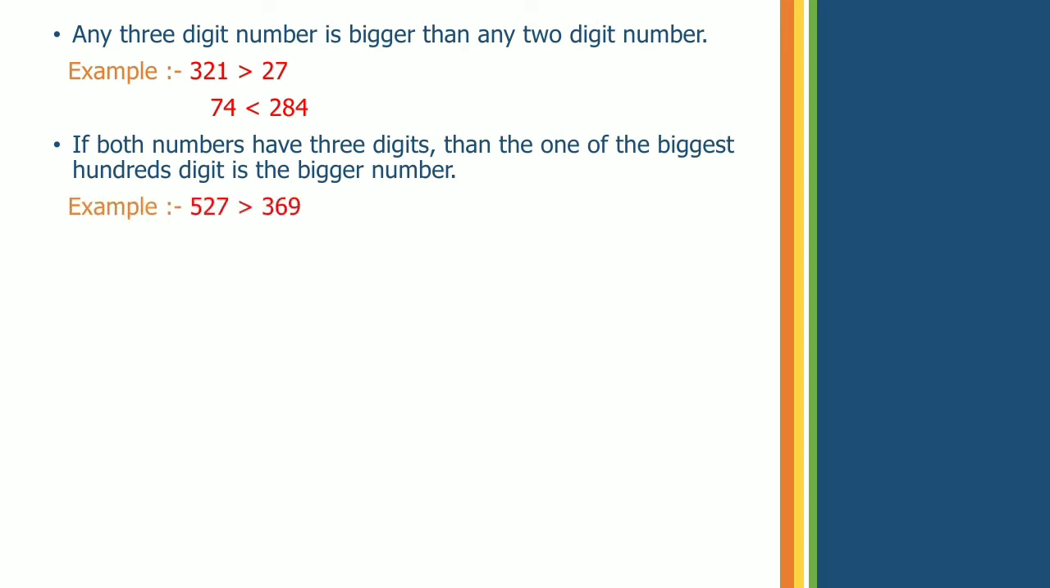If both numbers have 3 digits, then the one with the bigger hundreds digit is the bigger number. For example, here both numbers are 3-digit, 527 and 369. We look at the hundreds place, that is the greatest place value here, 5 and 3. So 5 is bigger than 3. So 527 is greater than 369.